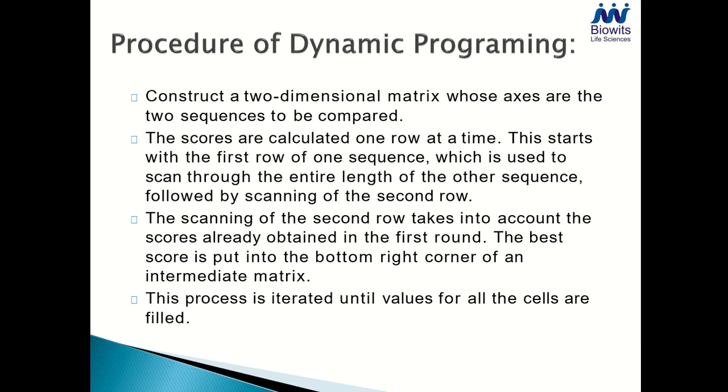Okay, construct a two-dimensional matrix whose axes are the two sequences to be compared. And then the scores are calculated one row at a time. This starts with the first row of one sequence, which is used to scan through the entire length of the other sequence, followed by scanning of the second row. Third, the scanning of the second row takes into account the scores already obtained in the first round. The best score is put into the bottom right corner of an intermediate matrix. This process is iterated until values for all the cells are filled.